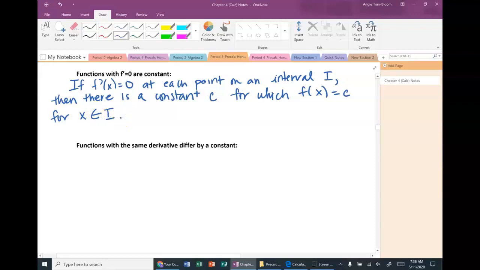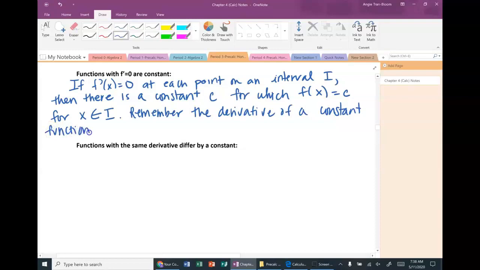Okay. So in plain English, this is really saying this. Remember back in the day, the derivative of a constant function is 0. So this theorem or this definition is the converse of that. So the converse is also true.